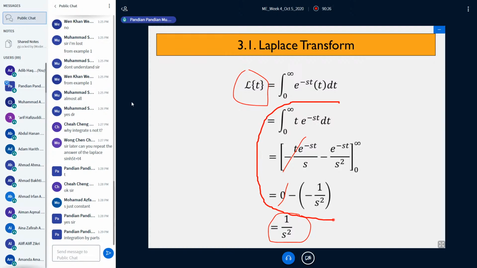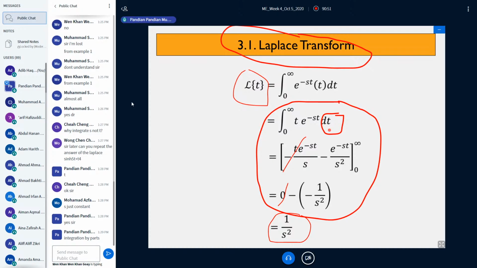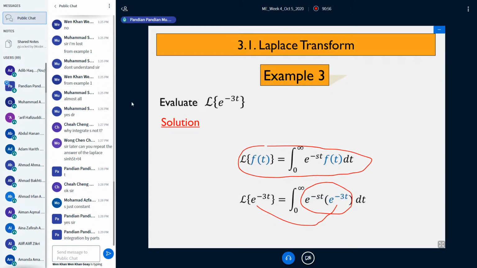This you do as an exercise. You practice. Yes, s is constant, so you are integrating with respect to t. This one is your previous exercise. Now, you are studying Laplace transform, so for the integration, you have to do your homework. So, the answer is Laplace of t is 1 over s squared. That is the matter. Integration is something you have to do. Once you have that, then it becomes the formula.